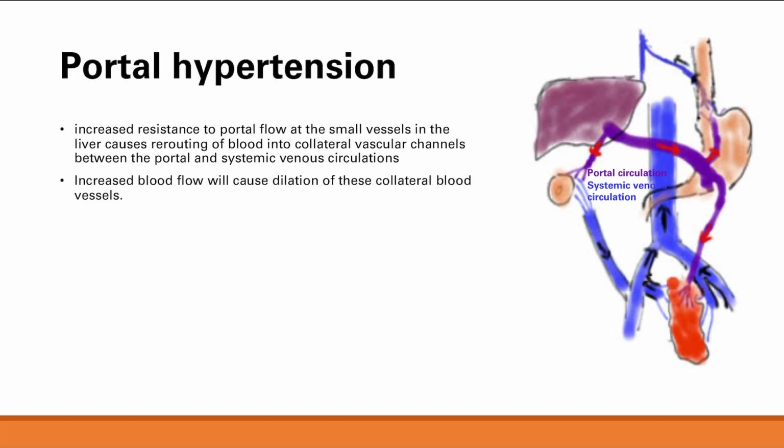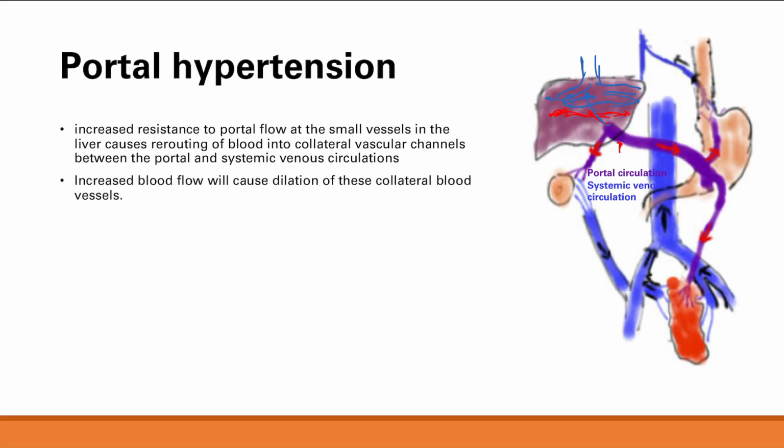Portal hypertension is resulting from increased resistance to portal flow at the small vessels of the liver. Okay, so this is the portal circulation here. Portal blood usually goes towards the liver, and it's going to branch out, and it's going to get smaller and smaller vessels within the liver. Then it's going to branch and then connect with the veins, okay? And blood's going to go from the portal vessels to the veins normally.